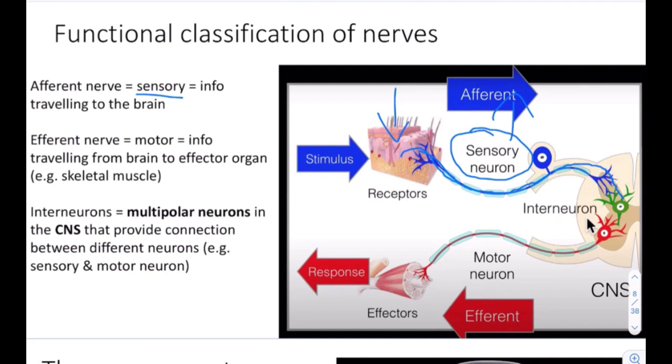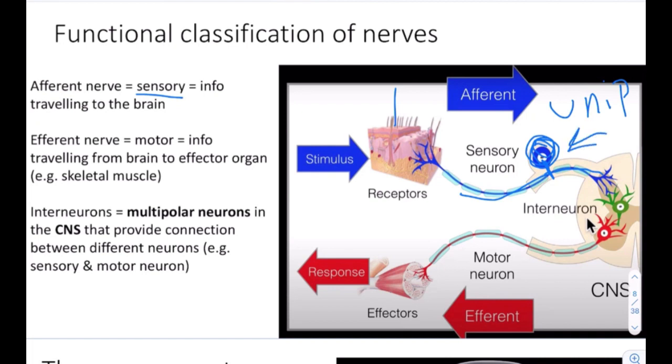Information is carried to the brain, and as you can see, like we mentioned earlier, the sensory neurons are bipolar neurons. So here you have the cell body, and then you have this pole. This is the dendrite, and this is the axon. This is a unipolar neuron. Most of the sensory neurons are unipolar.